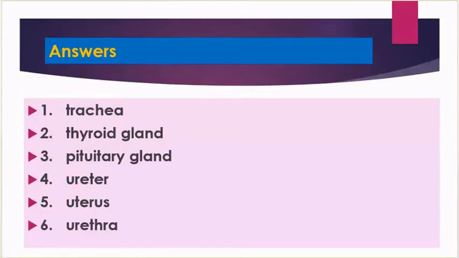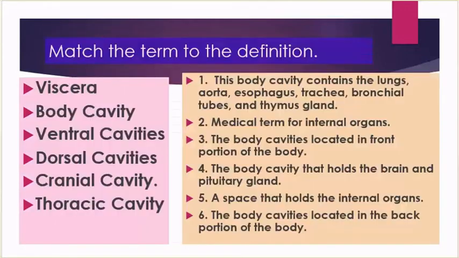Number 1, trachea. Number 2, thyroid gland. Number 3, pituitary gland. Number 4, ureter. Number 5, uterus. Number 6, urethra.